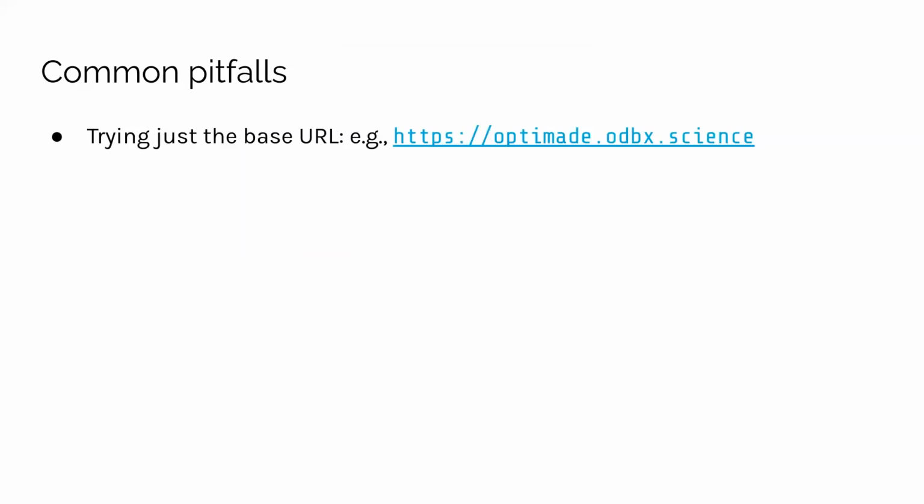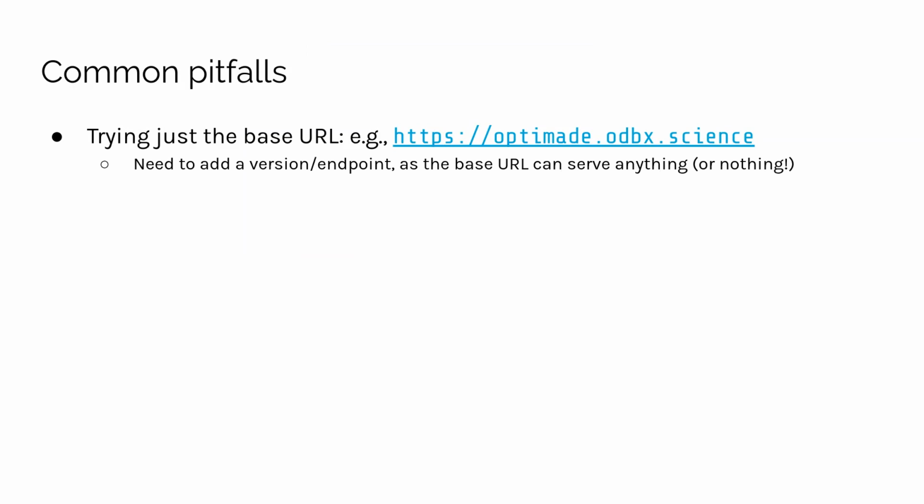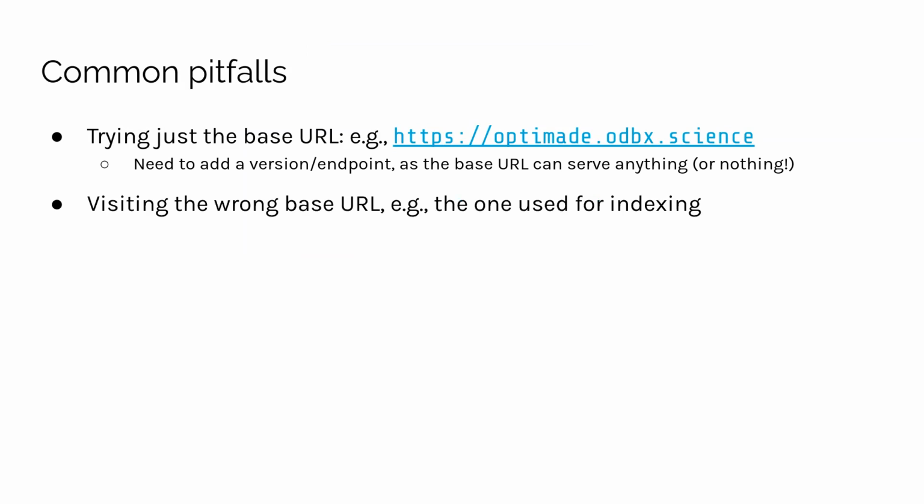So I've already mentioned this one. If you just try to visit that base URL, the one I was just on, all bets are off on what you get back. Someone could put something at that URL that could be completely unrelated to Optimade. The key is to remember that you should always go to the version endpoint you actually want, so something like /v1/info. Already mentioned this one as well, actually.